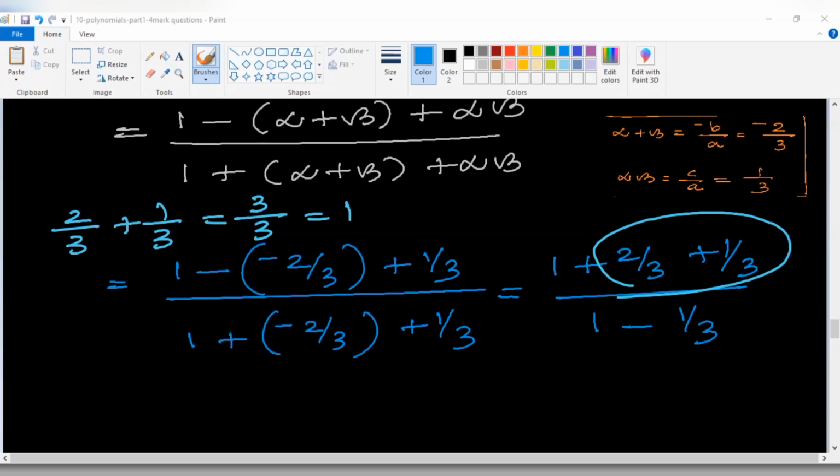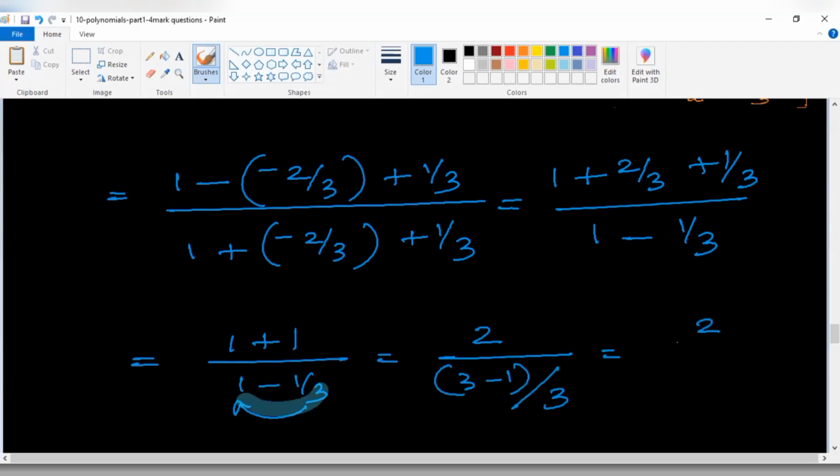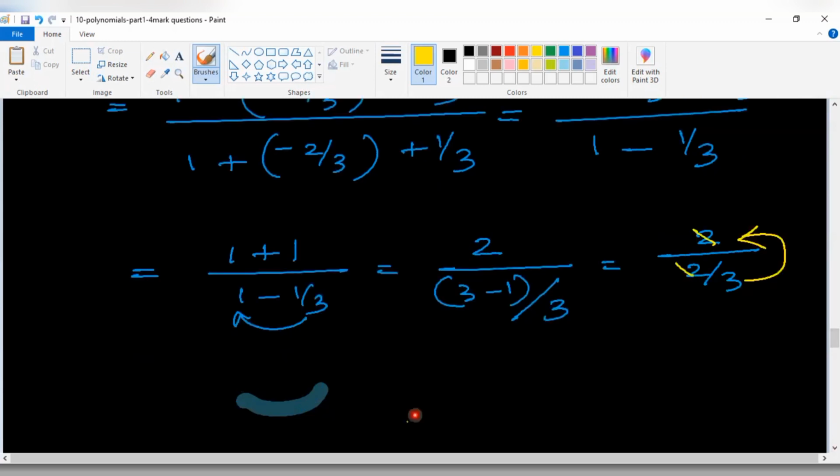It is 1 plus 1 by 1 minus 1 by 3. Now here, 3 into 1, right? Cross multiplication: 1 plus 1, 2 in the numerator part. The denominator is 3 into 1, 3 minus 1 by 3. So here we have 2 by 2, 3 minus 1 is 2. So 2 by 3. We can cut these 2, right? And the denominator becomes the numerator. So what we got is 3 as the product of the new or the required polynomial.